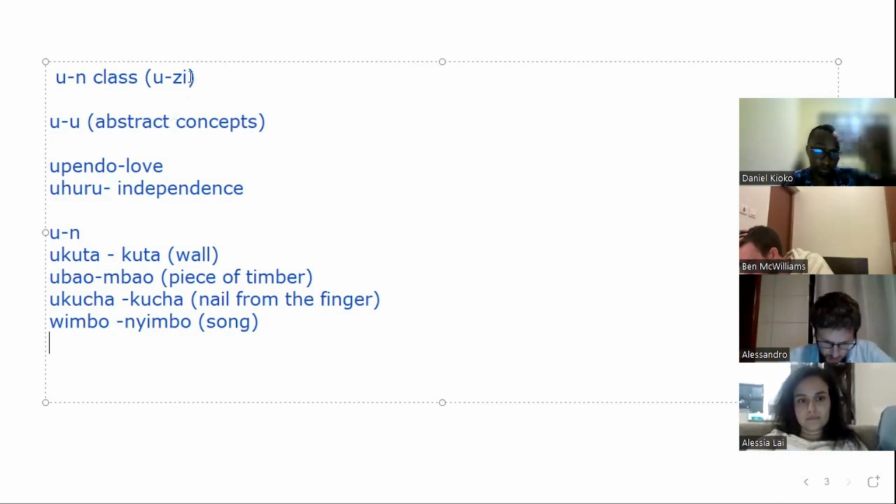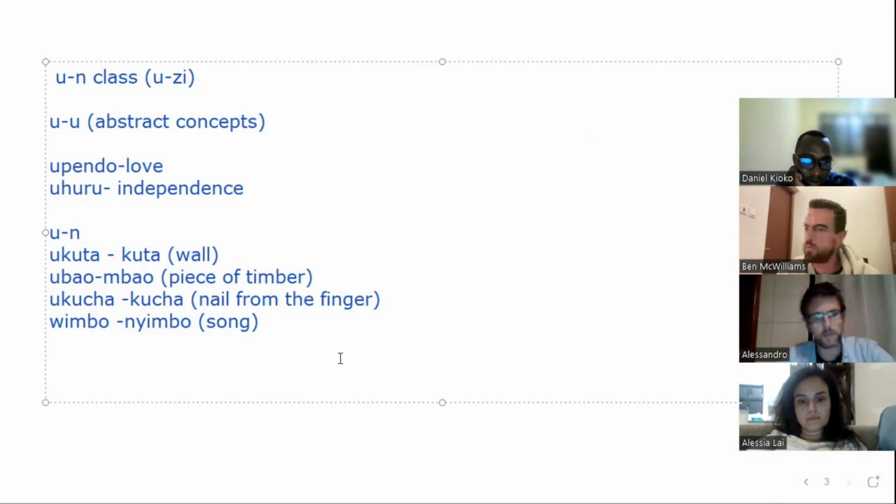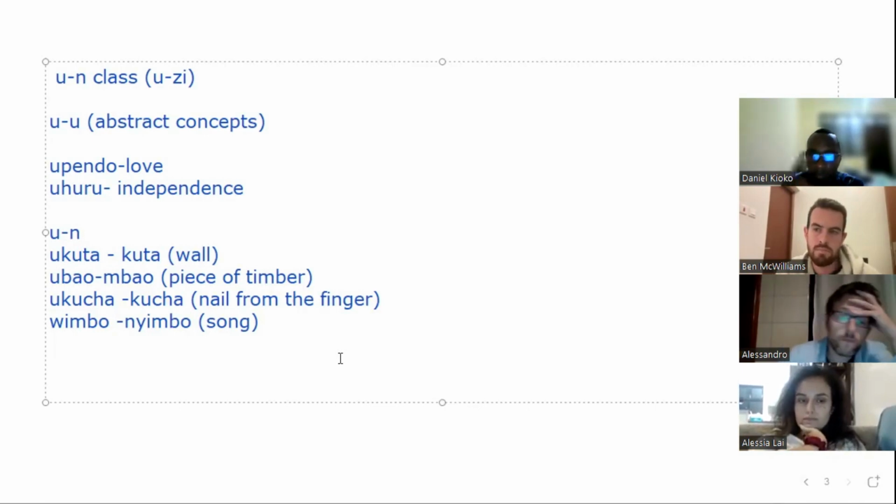Yes, timber or wood. By the way, that's a good question. Ubao. Yes, it's timber. Anyway, help me here. Kevin is asking, ubao, is it timber or wood? Should be a piece of wood, no? A piece of wood.